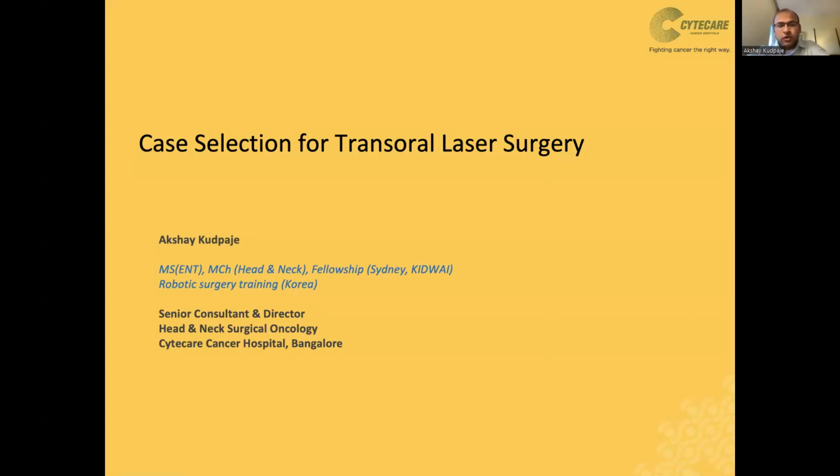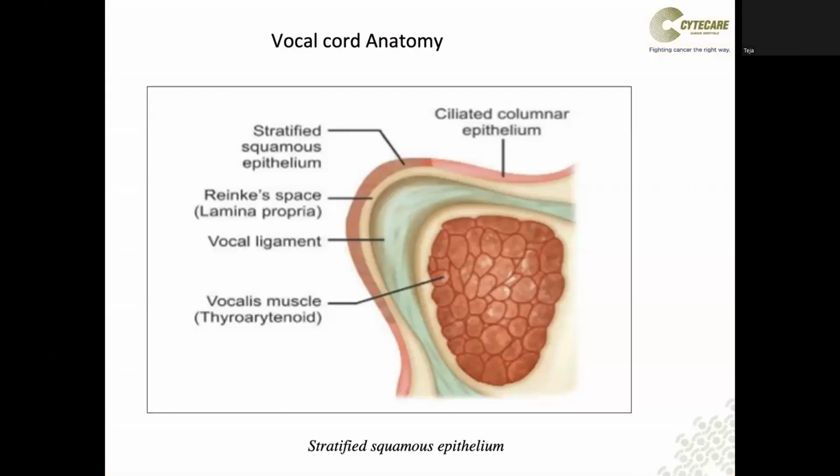I've been asked to talk about case selection for transoral laser surgery in early glottic cancers. The vocal cord, as we all know, is a very unique site and functionally very important as well. The vocal cord is lined by an epithelium, which is stratified squamous epithelium, and the most common pathology in this region, as we all know, is squamous cell carcinoma.